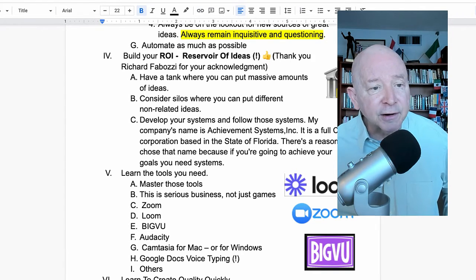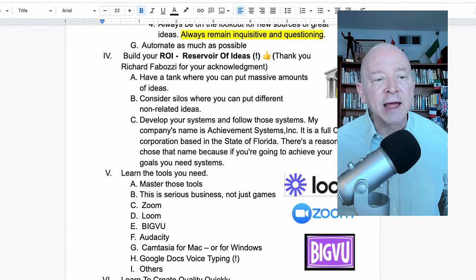What you want to do is have a tank where you put them, consider silos where you can put different ideas, and then develop systems to follow those. Well, what do I mean by that? Here's what I would recommend.